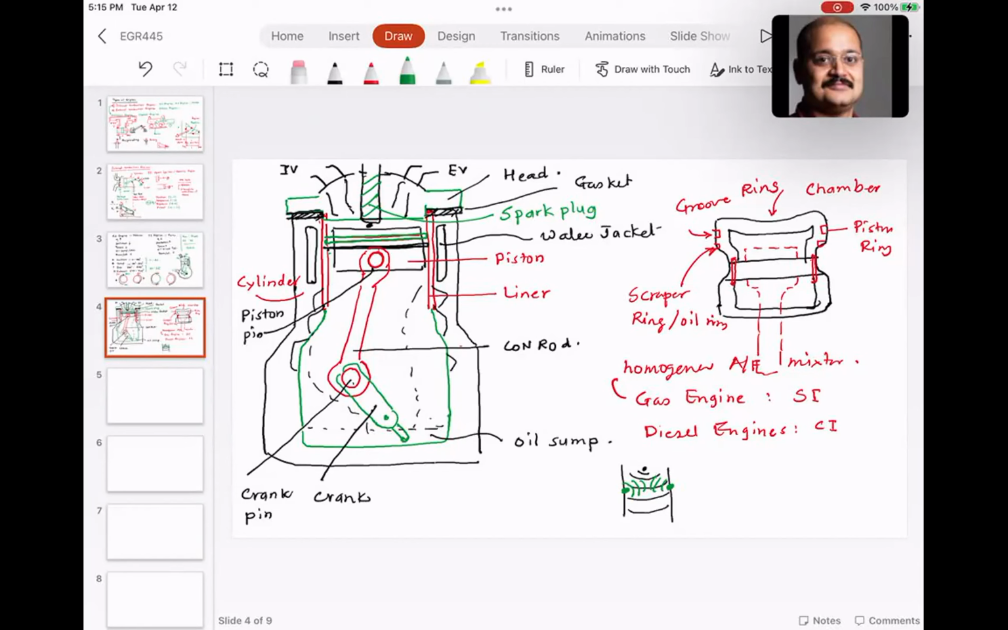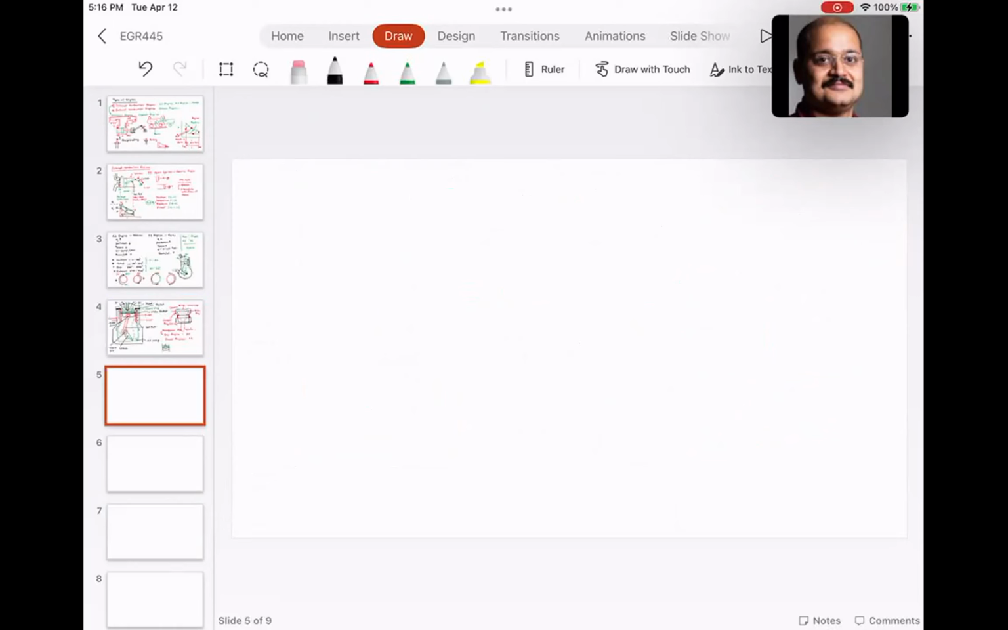So believe it or not, engine design is a very, very fascinating subject. One can spend his or her entire lifetime just studying engines and making different types of engines and making them more efficient. Any questions? So what are the main parts of the engine that we are going to study? Can someone point out the main parts of the engine?